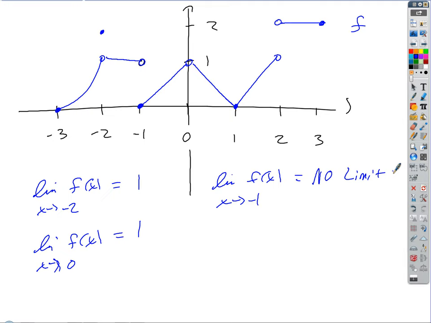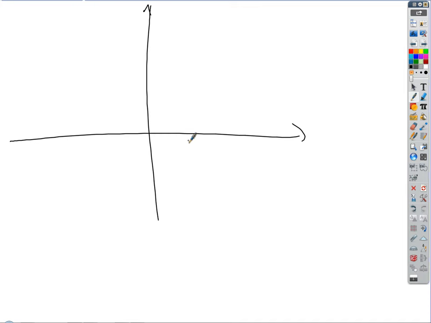How about something like this? What if I draw the function? How about if we take the function f of x equals... what's that look like? Go back to last year, what's that look like? Remember?